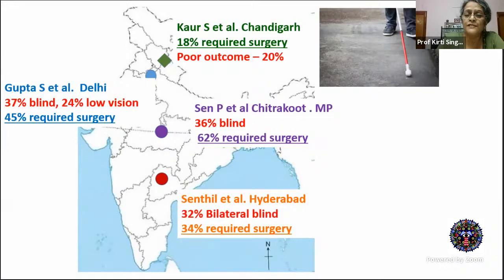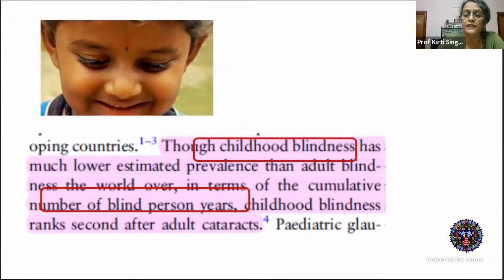So you can see by these figures that at least one third of the patients become blind, and more than 40 to 50% require surgery. Though childhood blindness has a lower prevalence than adult blindness, in terms of blind persons per year, it ranks second after adult cataracts.